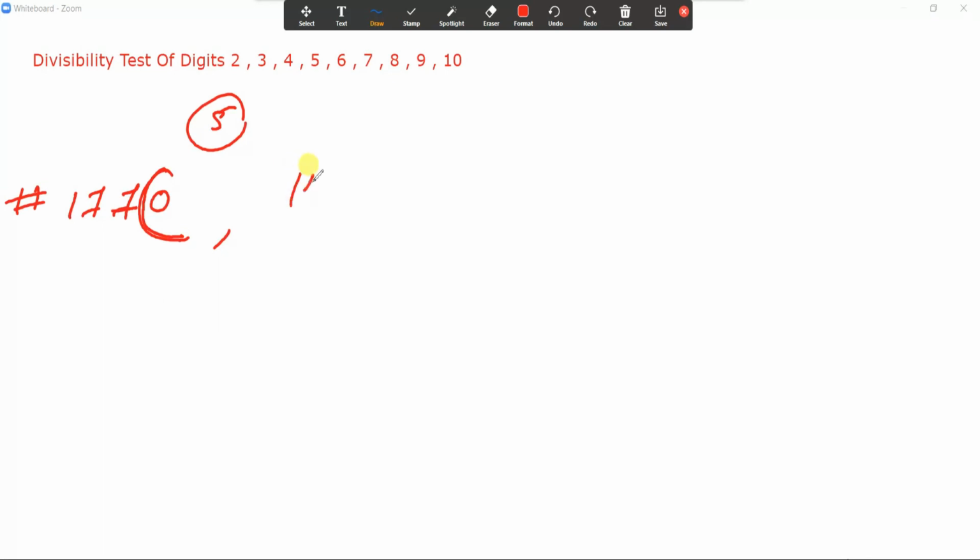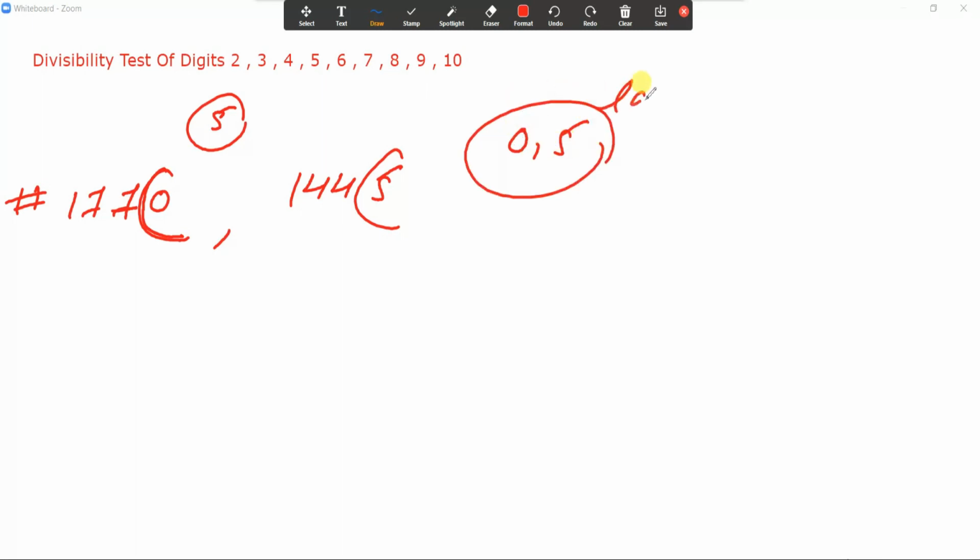Take another example, 1445. See the last digit. The last digit is 5, so this whole number is also divisible by 5, because I have already told you if you find 0 or 5 at the end, then we confirm that this whole number is also divisible by 5.